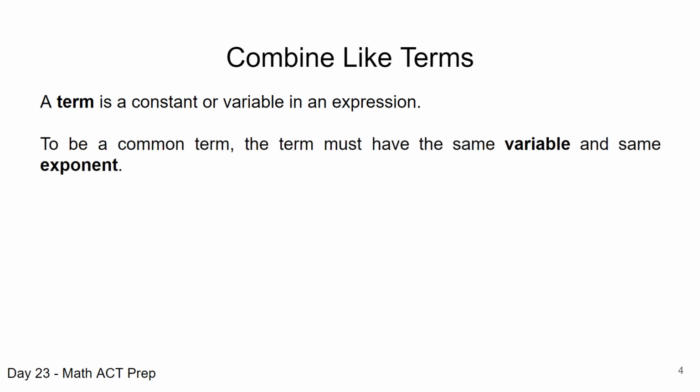When we're talking about a common term with respect to variables, the common terms have to have the same variable. They all have to be x or all have to be y or whatever the variable name is, and it has to have the same exponent. So we cannot combine with addition or subtraction x squared and x to the fourth. They have the same variable of x, but they have different exponents. We have the 2 and the 4, and we can't combine those with addition or subtraction any further.